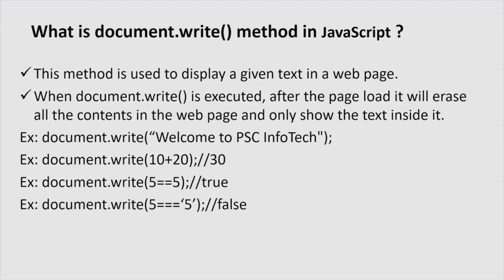What is the document.write method in JavaScript? This method is used to display a given text in a web page. When document.write is executed after the page loads, it will erase all the content in the web page and only show the text inside this method. So first example, it gives the output welcome to pscinfotech. Second example, it gives the output 10 plus 20 equal to 30. Third example, it gives the output true.